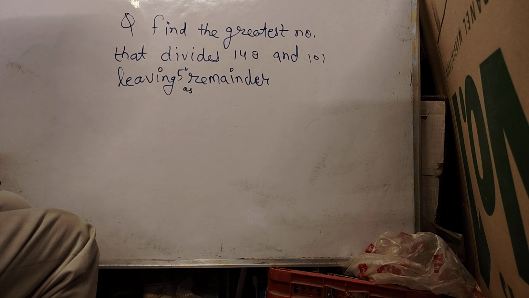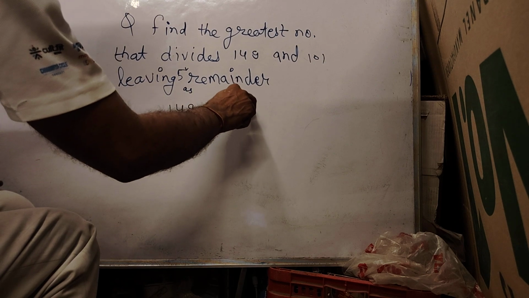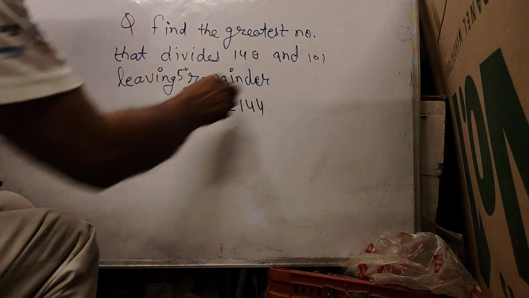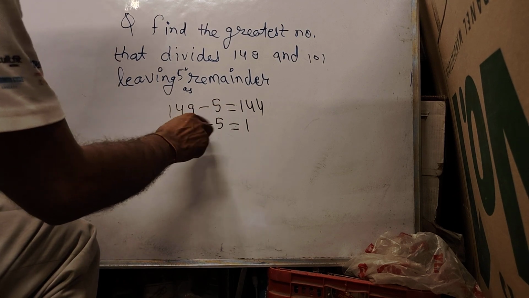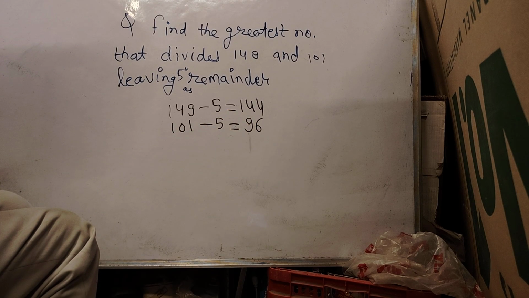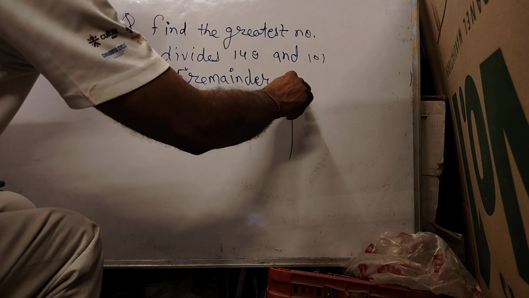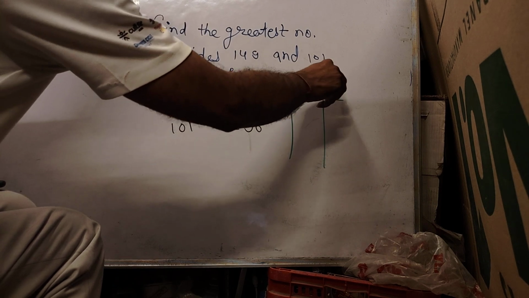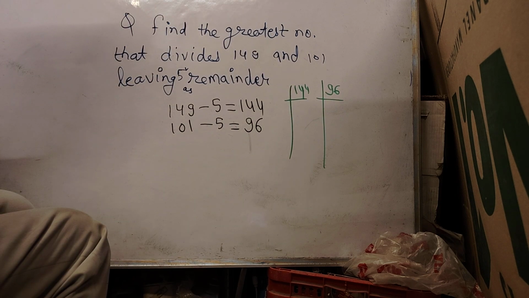So in this problem, there are two numbers. First, 149, because it is leaving remainder 5, we subtract 5 from 149, it gives 144. Similarly, the second number is 101, it gives remainder 5, so we subtract 5 from 101, it gives us 96. So we get two numbers 144 and 96, and we find the greatest number, that means the HCF of 144 and 96. The same method we use to find the HCF is called the prime factorization method.